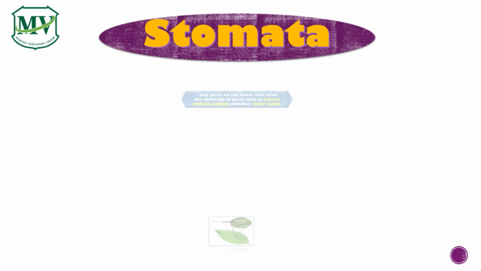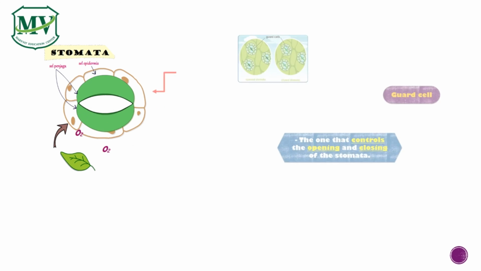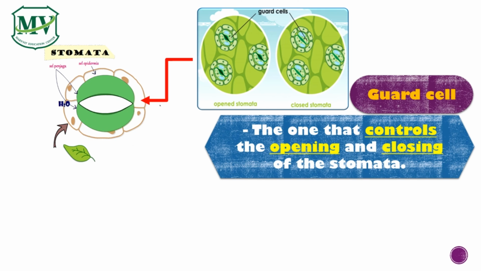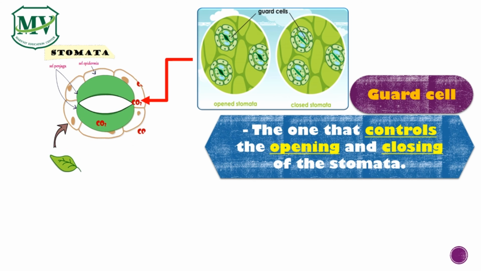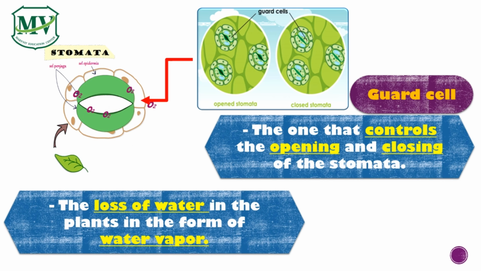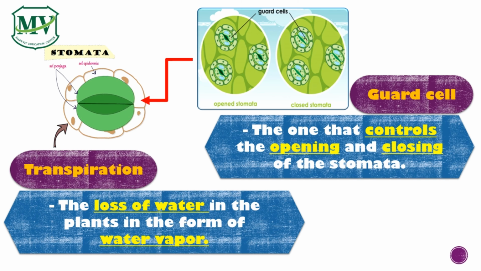Next is the stomata. It is the tiny pores on the leaves that allows the exchange of gases such as carbon dioxide, oxygen, and also water vapor. Here's an example of a stomata. The stomata of the leaves have guard cells. It is the one that controls the opening and closing of the stomata. And when the water is lost in the plant in the form of water vapor, it is called transpiration.